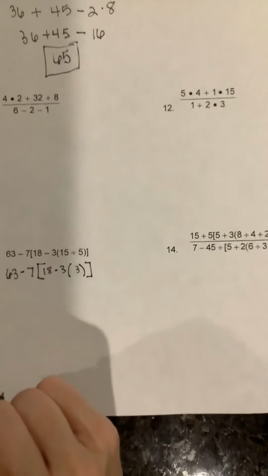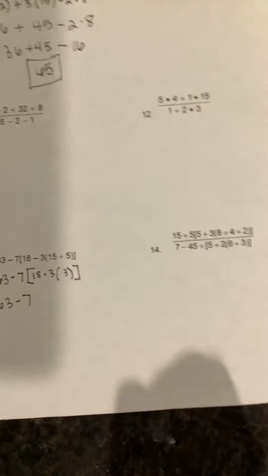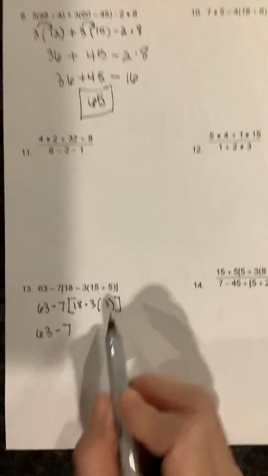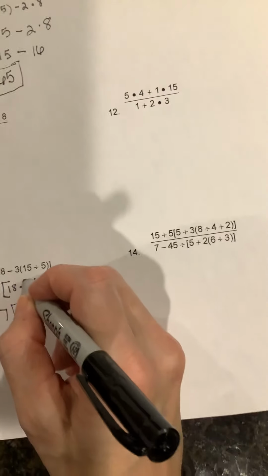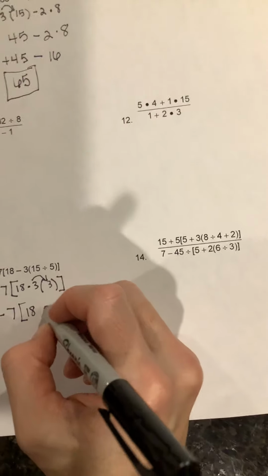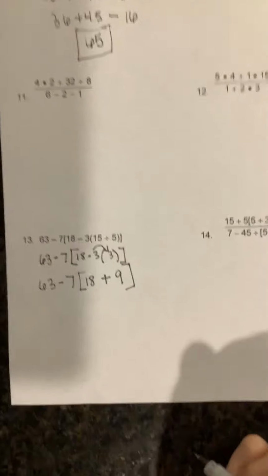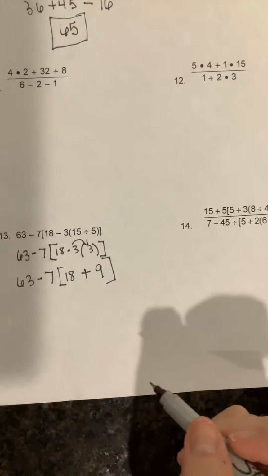Okay, I still have brackets, so I'm going to keep bringing down my 63 minus 7 until I can get rid of those brackets. So I'm looking within the brackets themselves. I have parentheses still, so I need to do that first. So 3 times 3 is 9. Okay, still have brackets, so I need to do what's in the brackets first.